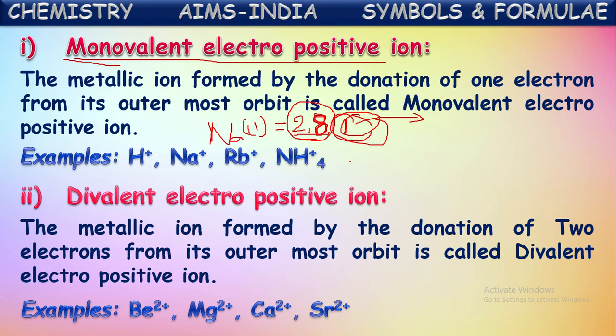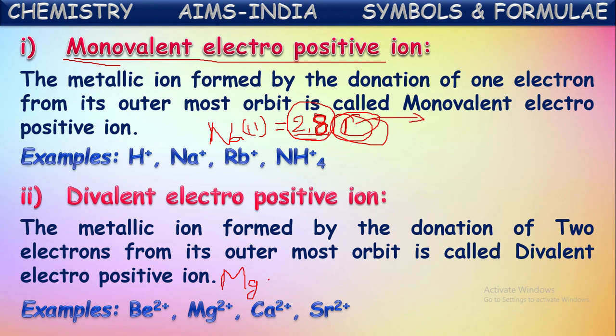Ca+2, Mg+2, Be+2. These are all ions of metals formed by the loss of two electrons from each. By the loss of two electrons, they become stable. Let us see one example from these. If we see magnesium, what is the atomic number of magnesium?